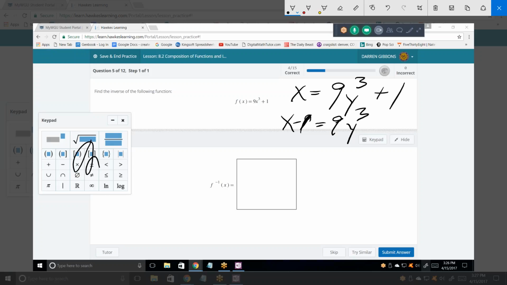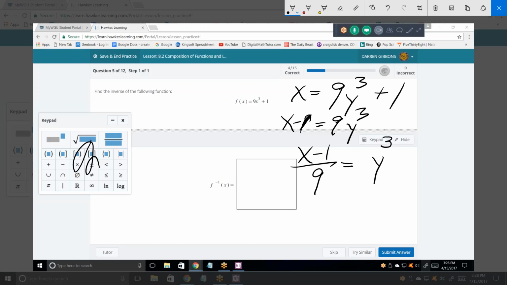Is that negative 9 on that side? No, I've got that 9 as a multiplier right now. So what's the opposite of multiplication? Division. Then I've got to divide both sides by 9. That's now going to be y cubed. Now how am I going to get rid of the 3? In other words, I haven't solved for y yet. I've solved for y cubed.